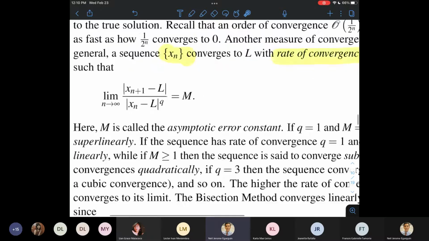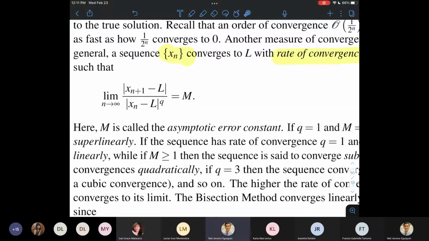So the rate of convergence is q if the limit of the absolute error of the n plus 1 estimate all over the absolute error of the nth estimate raised to the power q is equal to a constant m greater than 0 as n approaches infinity.